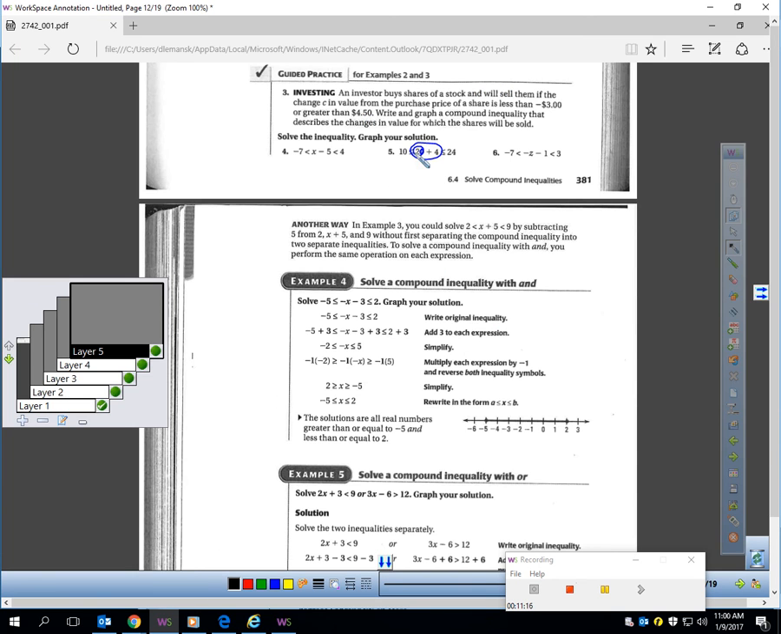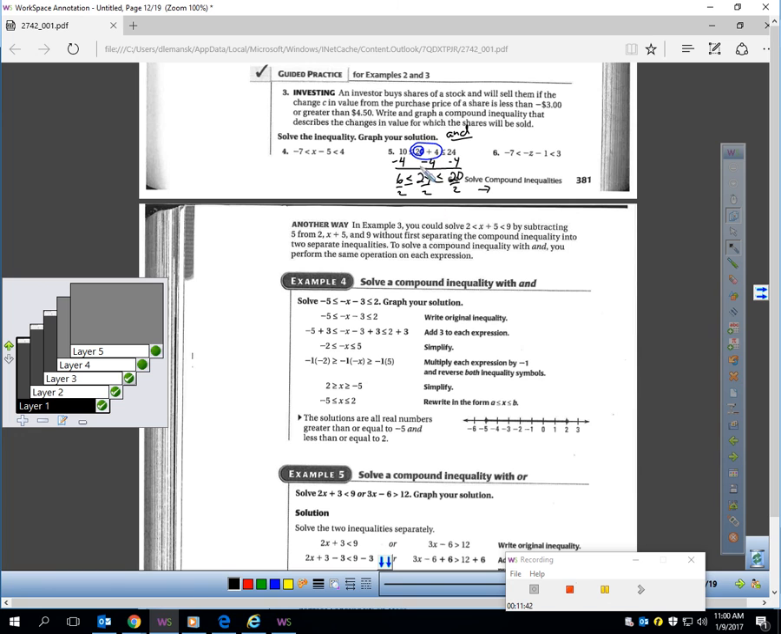Let's do another one. This next one: 10 ≤ 2y + 4 ≤ 24. Now, do you notice? This is automatically an AND problem. It's a triple inequality. I can only write triple inequalities that are in AND form. So, let's take away the 4 from each part of the triple inequality, which would give me 6 ≤ 2y ≤ 20.